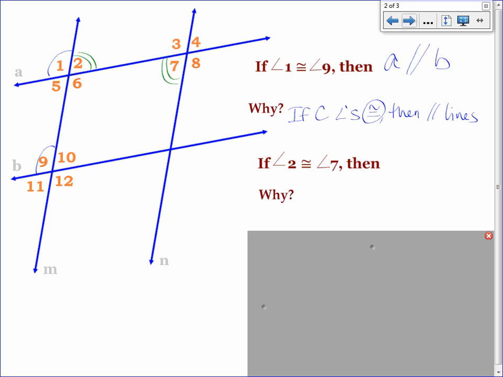Do we have any parallel lines? Maybe. Anyone have a more definite answer? 2 and 7. What line can we completely ignore? B. So we're not even looking down here. Okay, so you can essentially cover it up with your hand. If you're looking just up there at those green angles, what kind of angles are they?